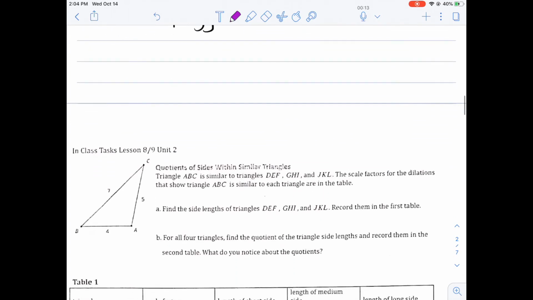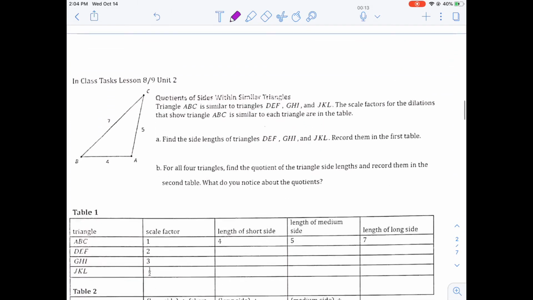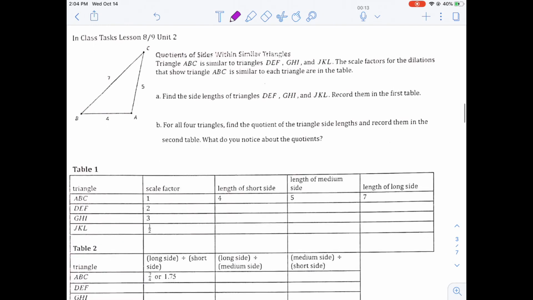All right, so we're going to get into our task today, and we're going to work with a triangle, and you'll see this quotients of sides a little bit better from what we were just talking about. So triangle ABC is similar to triangle DEF, GHI, and JKL. So there's 3 other triangles, and then there's one that's drawn here. We don't have these other ones drawn, it's just this original one. The scale factors for the dilations that show triangle ABC is similar to each triangle are in the table. So here's our scale factors right here.